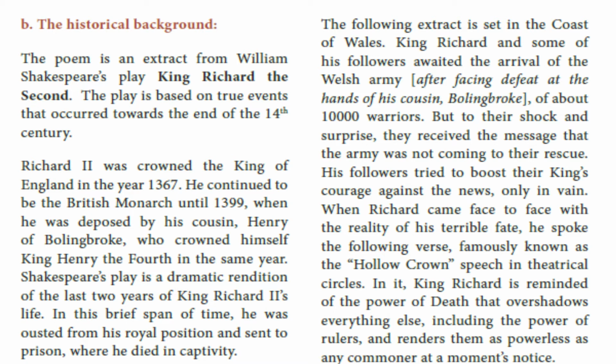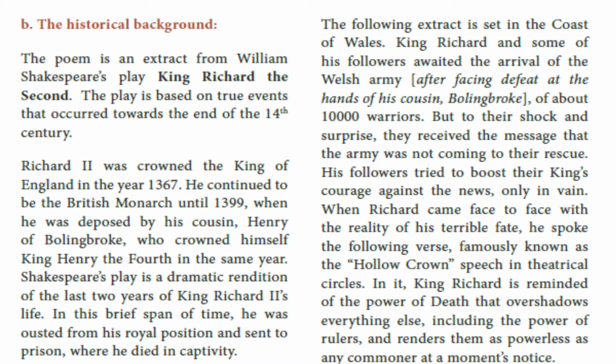King Richard is reminded that the power of death overshadows everything else, including the power of rulers, and renders them as powerless as any commoner at a moment's notice. This is the main theme of the poem. King Richard was arrested and deposed. He was thrown out of power. He talks about death. Only that is ultimate and final. Whatever you have is not going to help you. Finally, even if you have many things, you will lose all of them. That is the message conveyed through this poem, The Hollow Crown. Here the poet tries to convey very strongly that death is going to occupy everyone.